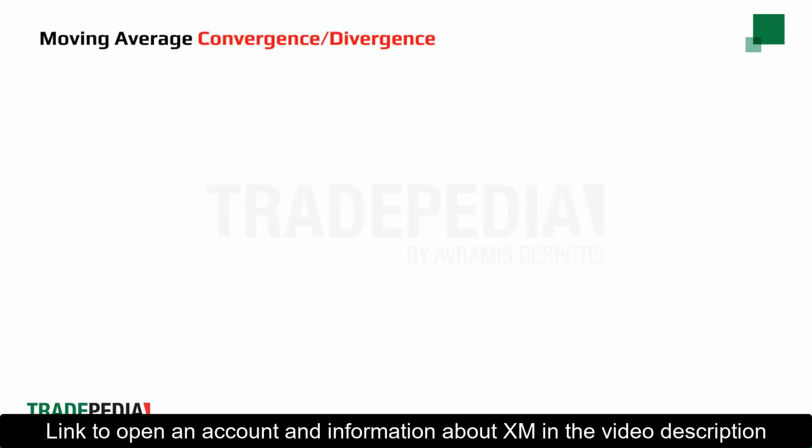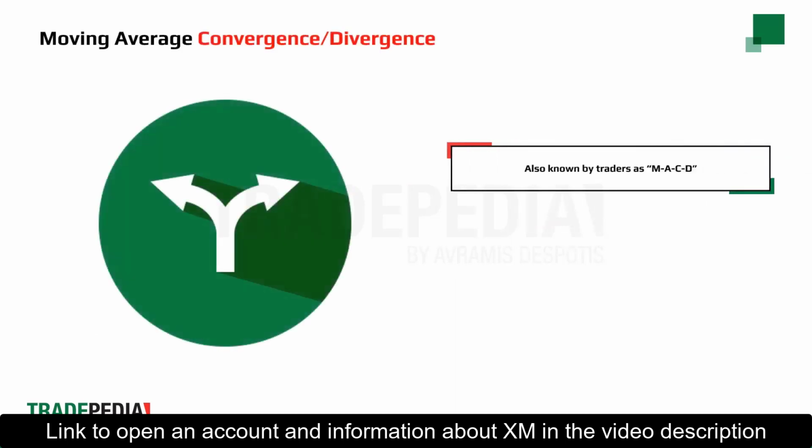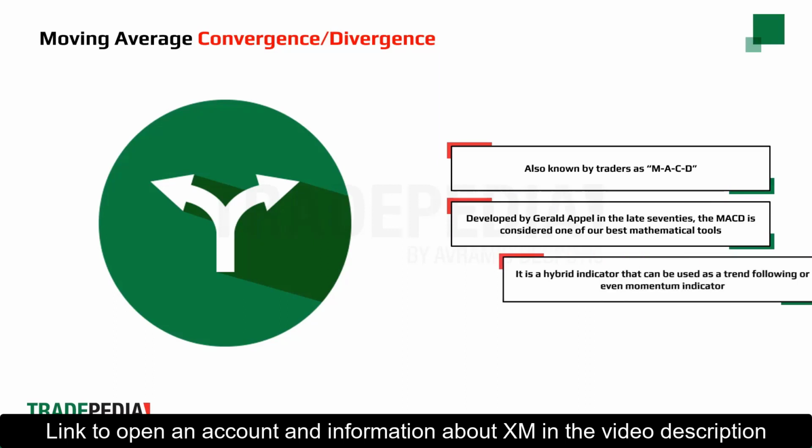Let us discuss now the moving average convergence divergence, also known as MACD. Developed by Gerald Appel in the late 70s, the MACD is considered one of our best mathematical tools. It is a hybrid indicator that can be used as a trend following or even momentum indicator, offering the best of both worlds.